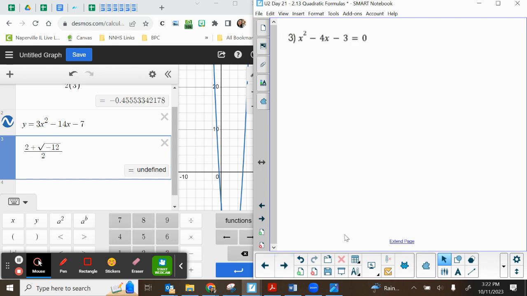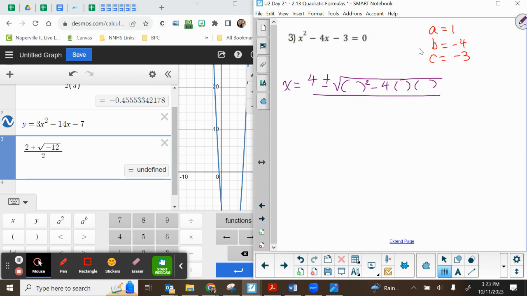I'm going to start by figuring out what my A, B, and C are. So A is 1, B is negative 4, and C is negative 3. And then I do x equals the opposite of B, so positive 4, plus or minus the square root of B squared minus 4AC all over 2A. I just need to move these out of my way. So I will fill those in.